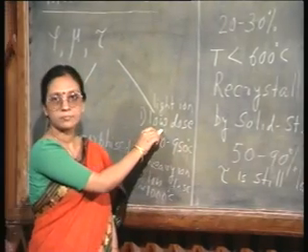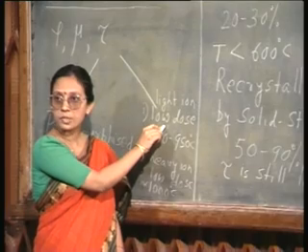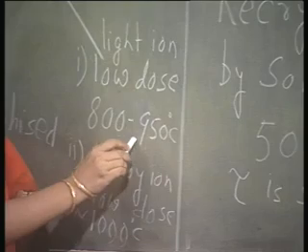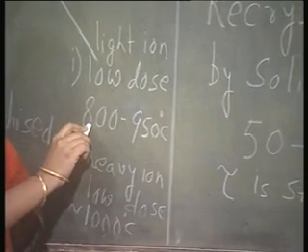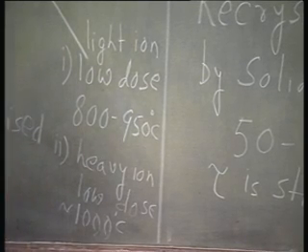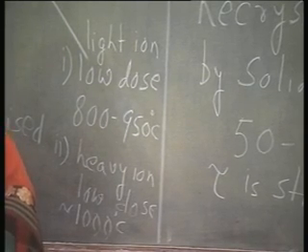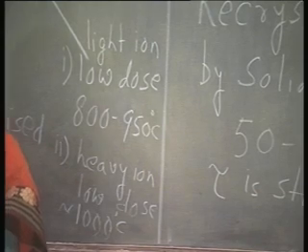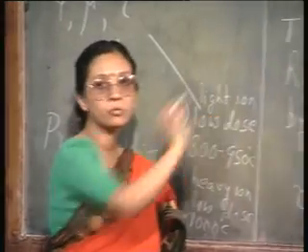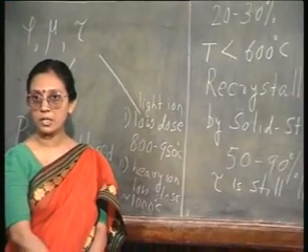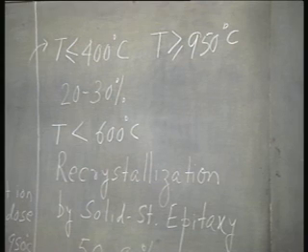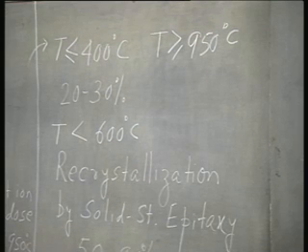Compare it with this case. I have light ions in low doses where the damages are much less, but here I need to go to at least 800 degree centigrade to 950 degree centigrade in order to get back the full activation. So, if the lifetime recovery is not very important to me, I would much rather go for a pre-amorphized material where by 600 degree centigrade I get back 90% carrier activation, if that is my only criteria.